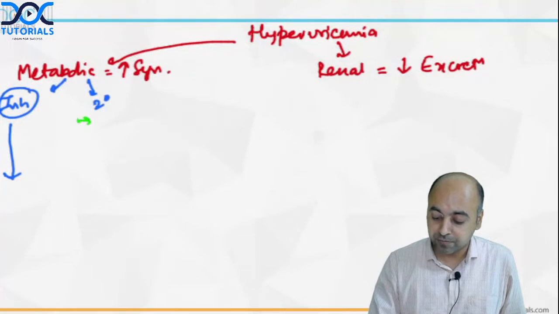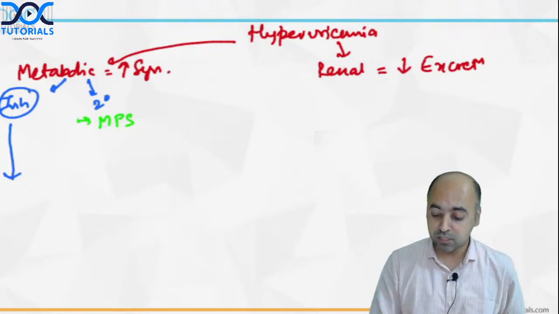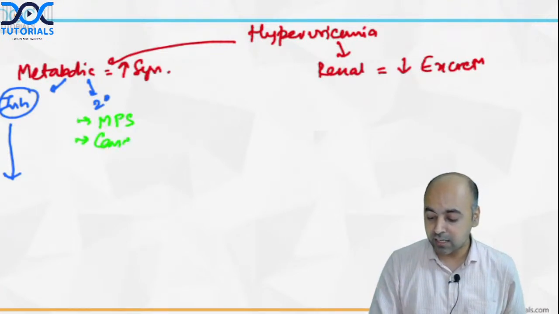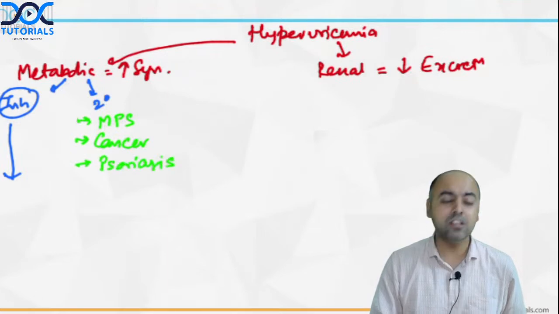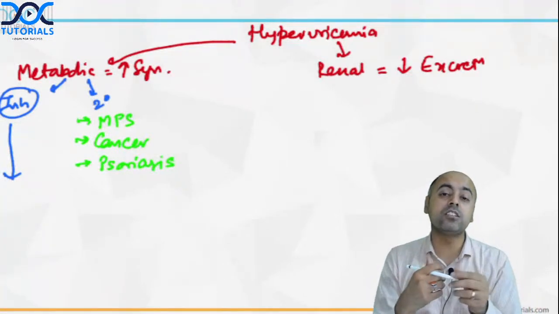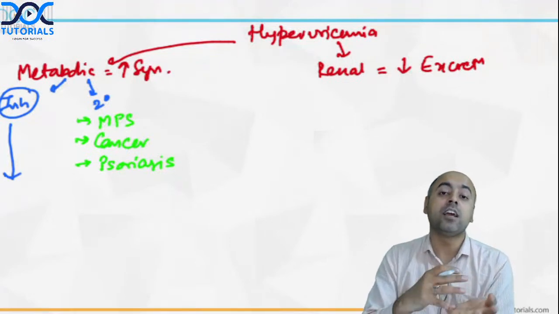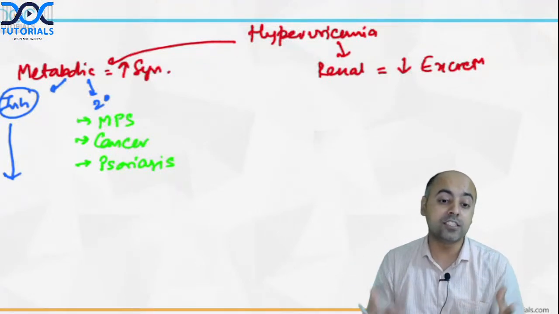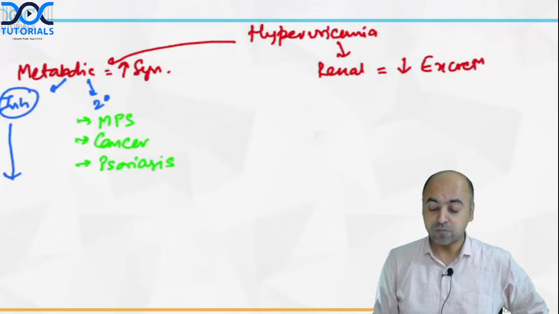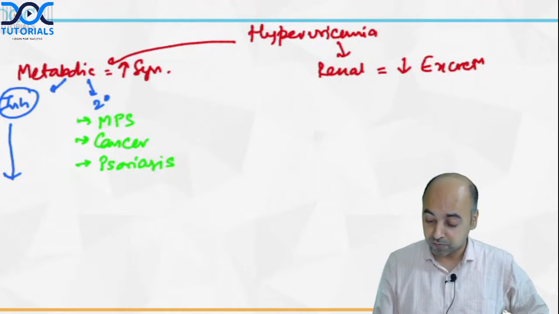Any myeloproliferative syndrome, leukemias, where the cell turnover is increased, any cancer, psoriasis. What is happening in all these cases? The cell turnover is increased. When the cell turnover is increased, the degradation of the nucleic acid, DNA, will be increased, and more of the uric acid will be formed. So any condition which causes increase in tissue turnover.